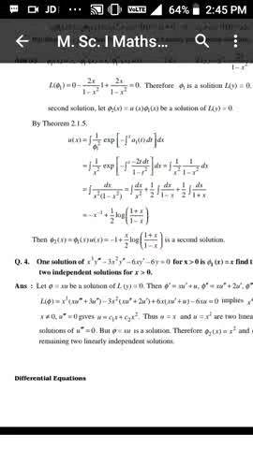φ₁(x) = x, φ₁'(x) = 1, φ₁''(x) = 0. L(y) = y'' − (2x/(1 − x²))y' + (2/(1 − x²))y = 0. L(φ₁) = 0 − (2x/(1 − x²))(1) + (2x/(1 − x²)) = 0. Therefore, φ₁ is a solution of L(y) = 0. To determine the second solution, φ₂(x) = u(x)φ₁(x), where φ₁ is a solution of L(y) = 0. Therefore, u(x) = ... and φ₂(x) = 1 − (x/2) log((1 + x)/(1 − x)) is the second solution.